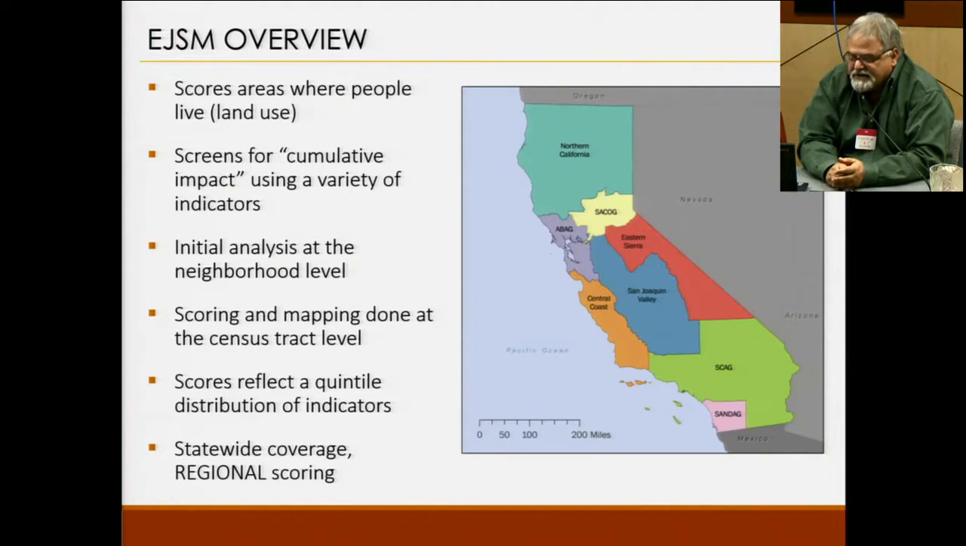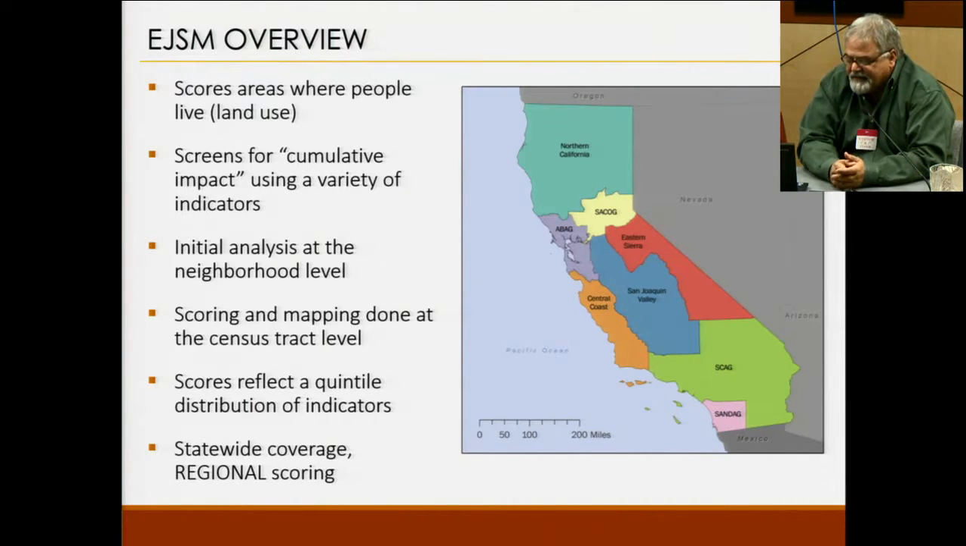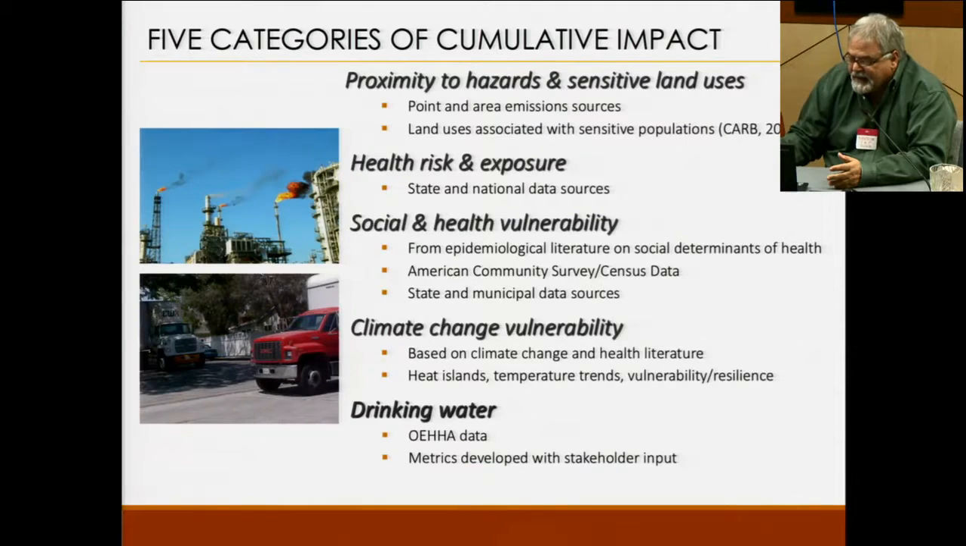And all of our scores are done consistently using a quintile distribution of indicators. So indicator metrics are divided into 5 quintiles, the lowest 20%, the highest 20%, and those 3 in between. And those are what is used in the scoring throughout. And finally, we have data coverage statewide, but the scoring that we prefer and we think is most relevant is scoring done by region. And these regions show the regional scoring that the EJSM does. These regions were selected in consultation with CARB as part of this project.